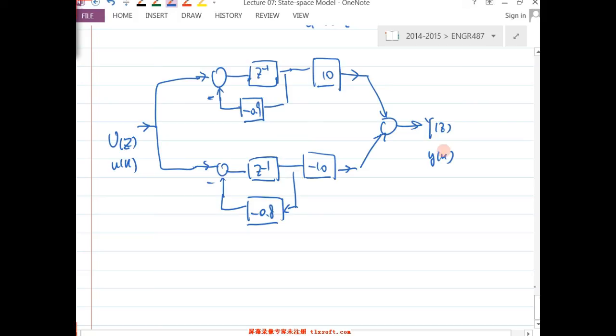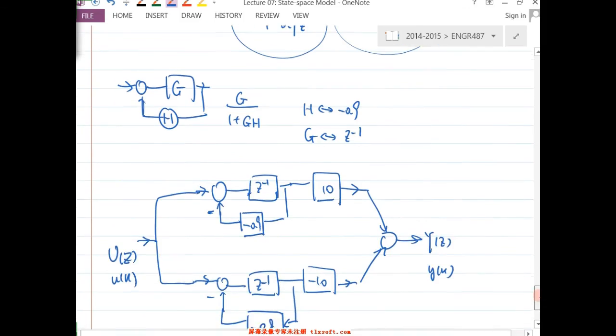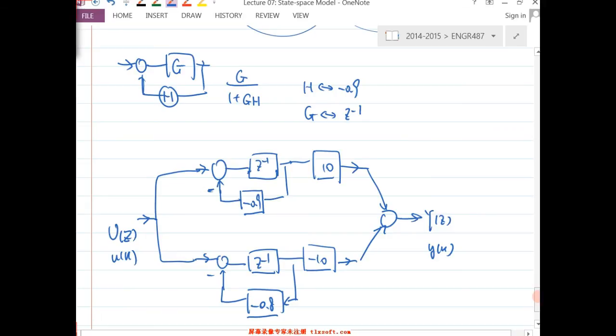So here's the simulation diagram based on this expression. The second step is to pick up the state variables. The state variables are picked up right after each z to the power -1 delay block. So let's say this is x2 of k, and this is x1 of k.